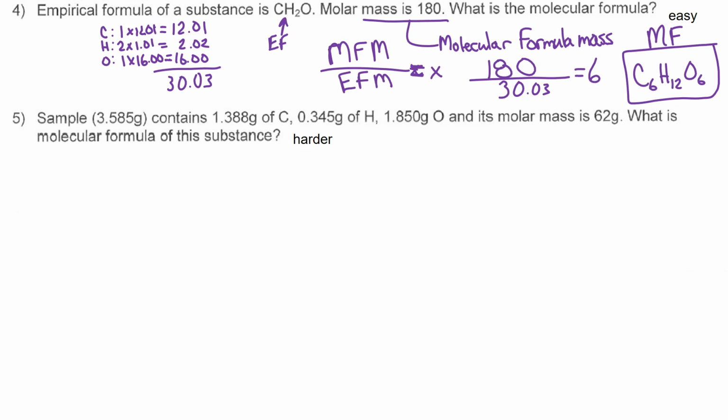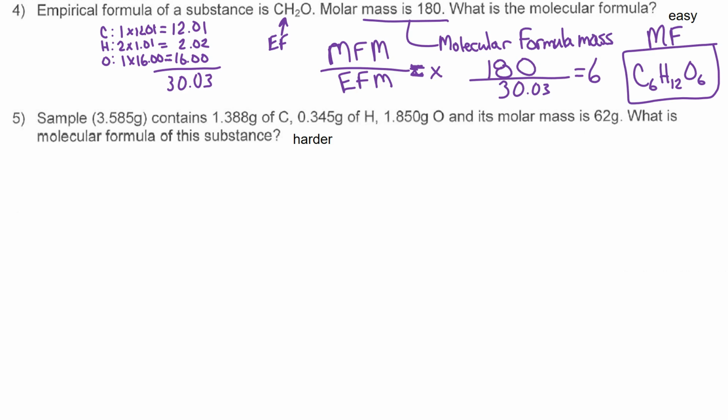All right. Now, number 5 is a little bit harder because you have to get your empirical formula first, and then you can solve for your molecular formula. Now, let's look at the question. Let's see if there's any unused information and what everything means. So it says a sample that is 3.585 grams contains 1.388 grams of carbon, 0.345 grams of hydrogen, 1.850 grams of oxygen, and its molar mass is 62. What is the molecular formula of this substance?